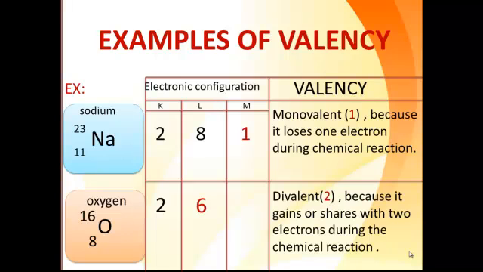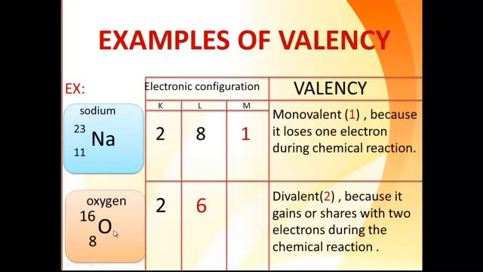Some examples of valency. Example number 1, sodium. The atomic number of sodium is 11, so the electronic configuration of sodium is 2, 8, 1. The sodium atom tends to lose the outermost electron during the chemical reaction and change into a positive ion. So we can say the valency of sodium is monovalent. Monovalent means the sodium atom loses 1 electron during the chemical reaction.